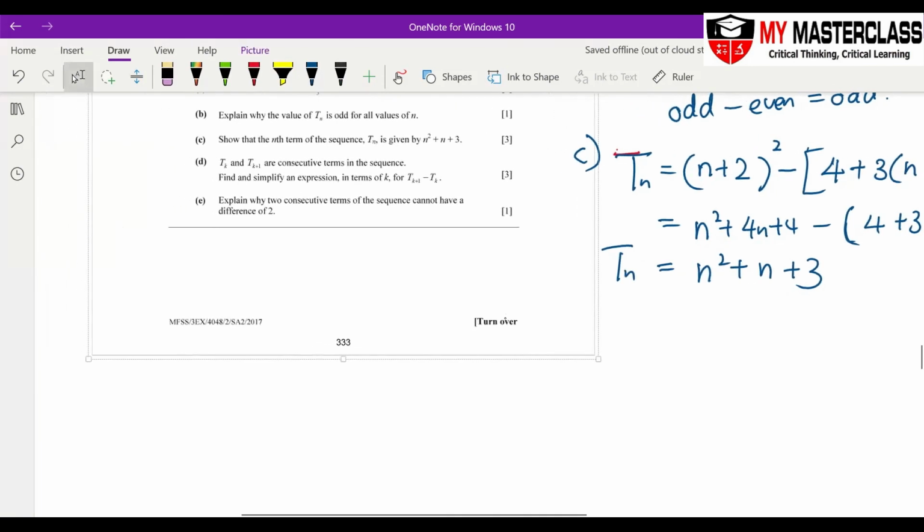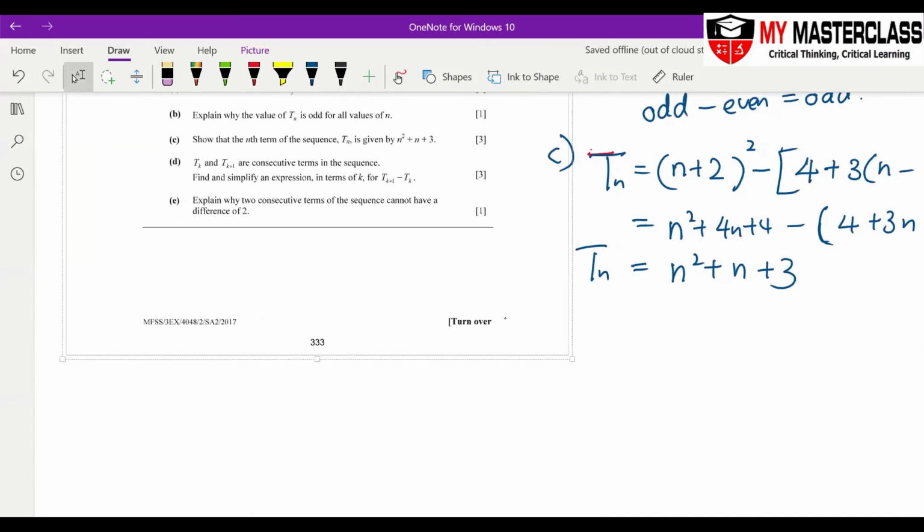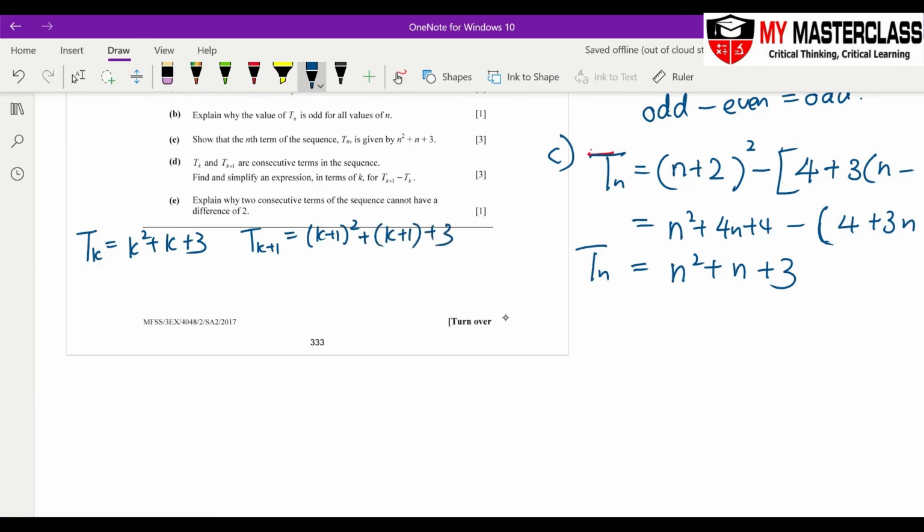Many students don't know what is called T of k plus 1. So if Tn is equal to this, what is Tk? Tk is equal to k squared plus k plus 3. Understand or not? Basically, it's just replacing the n by the k. Then what is Tk plus 1? That means replacing the k by k plus 1, just like that: k plus 1 squared plus bracket k plus 1 plus 3.